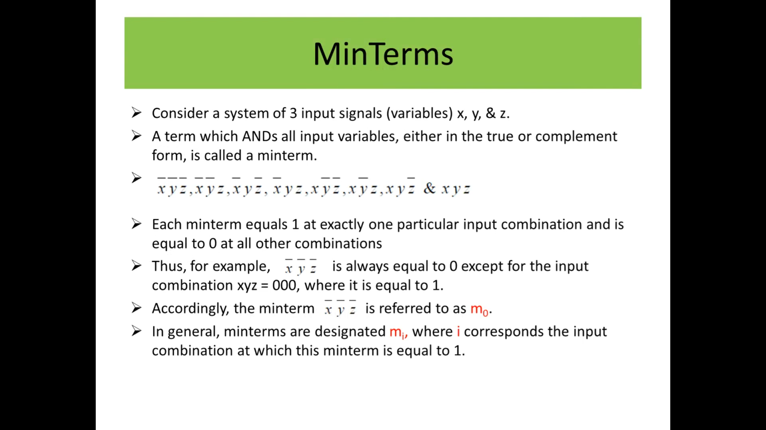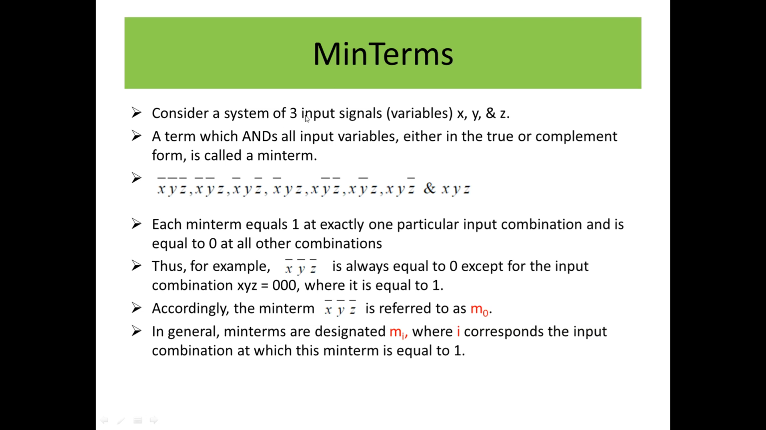Now, what is a variable? Variable may be X, may be Y, may be Z. X is a variable, Y is a variable, Z is a variable. A term which includes all the input variables either in the true or complement form is called a minterm. I have listed here the three input variable minterms. Now here are a few examples. All the combinations are present over here.